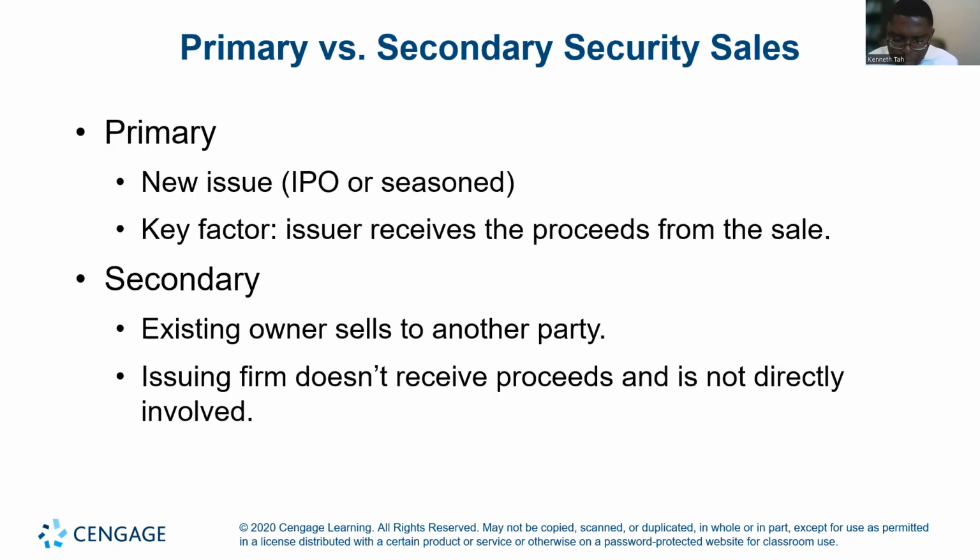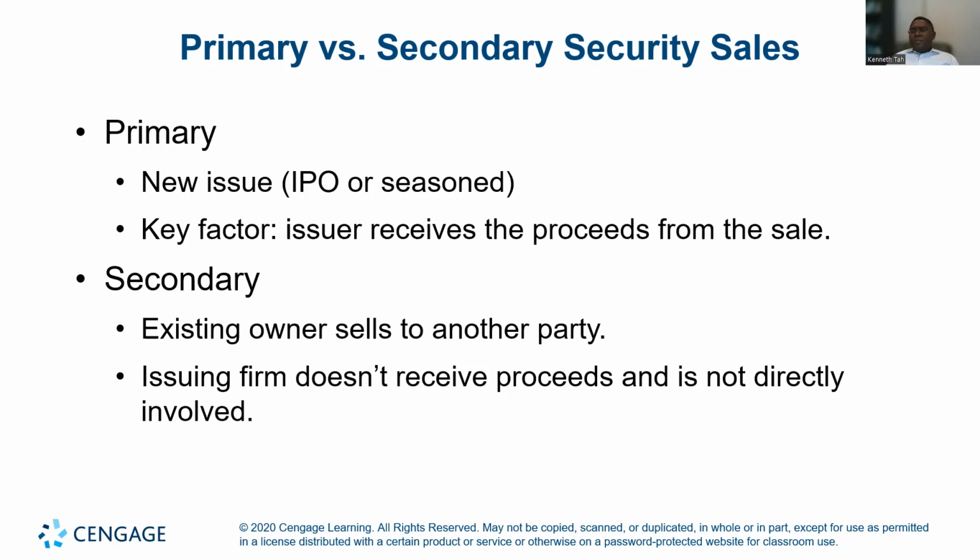All right, let's talk about primary versus secondary security sales. Primary is where we issue securities for the first time. So new securities, initial public offerings, are issued. That's a primary market. The key factor is that the issuer receives the proceeds from the sale. Think of a company like Facebook. When it started, it was privately held, and later on, Facebook went public. When they sold IPOs for the first time, the proceeds from the sales ended up with Facebook.